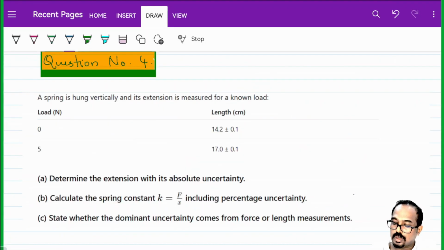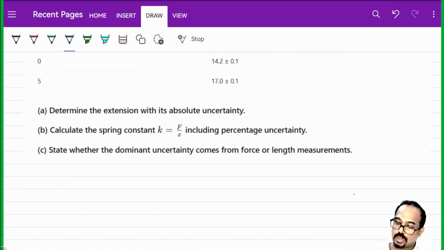A spring is hung vertically and its extension is measured for a load. Loads are given from 0 to 5. Length is changed from 14.2 to 17. Okay. First part is determine the extension with its absolute uncertainty.